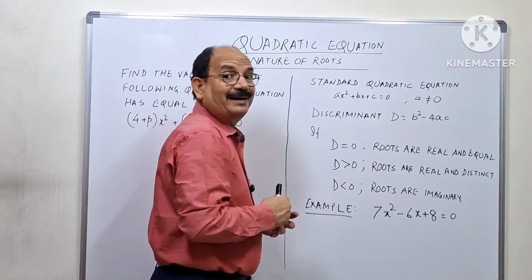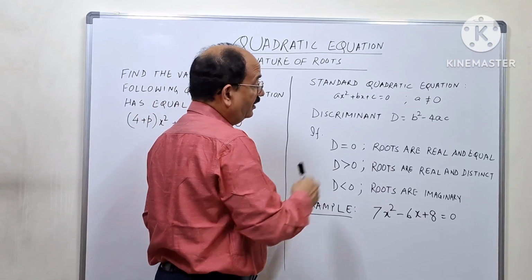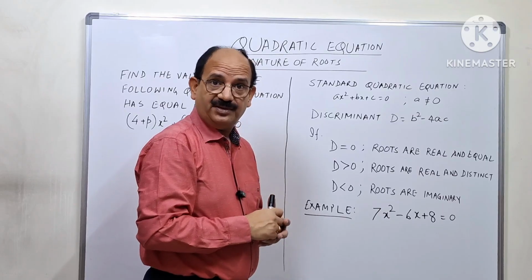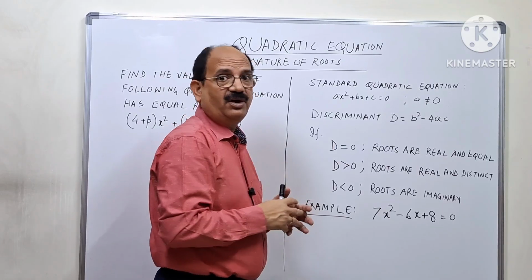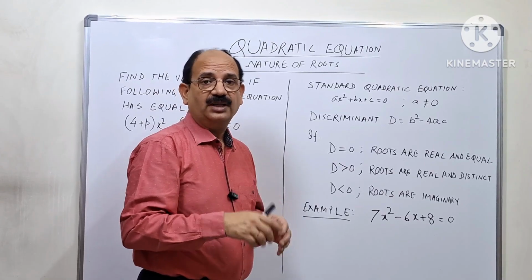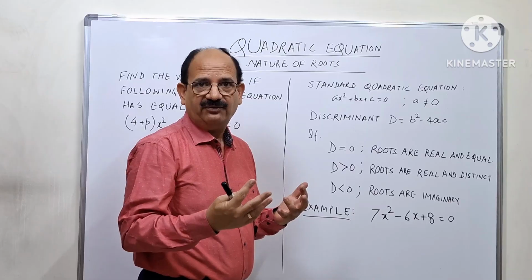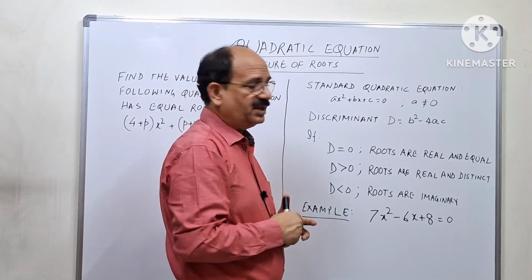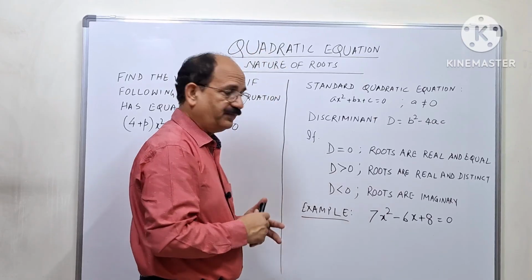If discriminant is greater than 0, then the roots will be real and they will be distinct, different. For example, one root may be 2, another root will not be 2, rather it may be 4 or 5, but it will be different. So both the roots will be distinct and they will be real also.